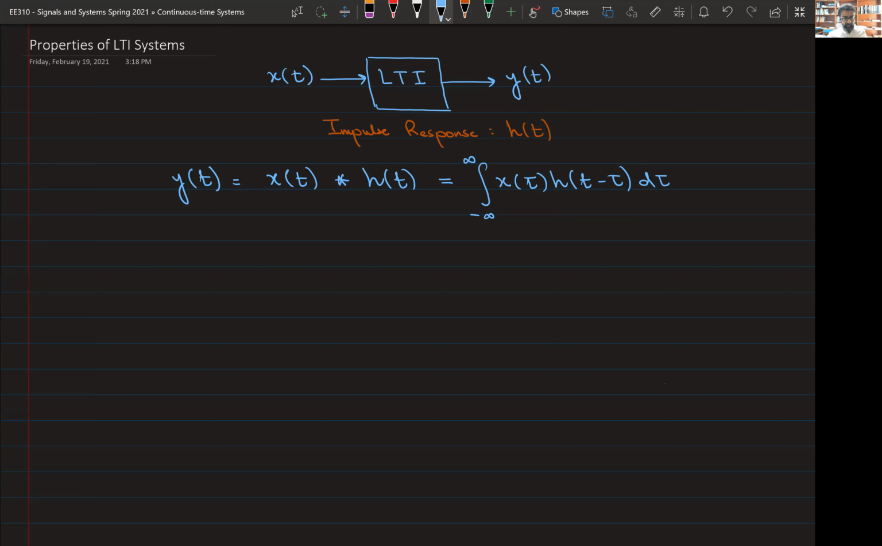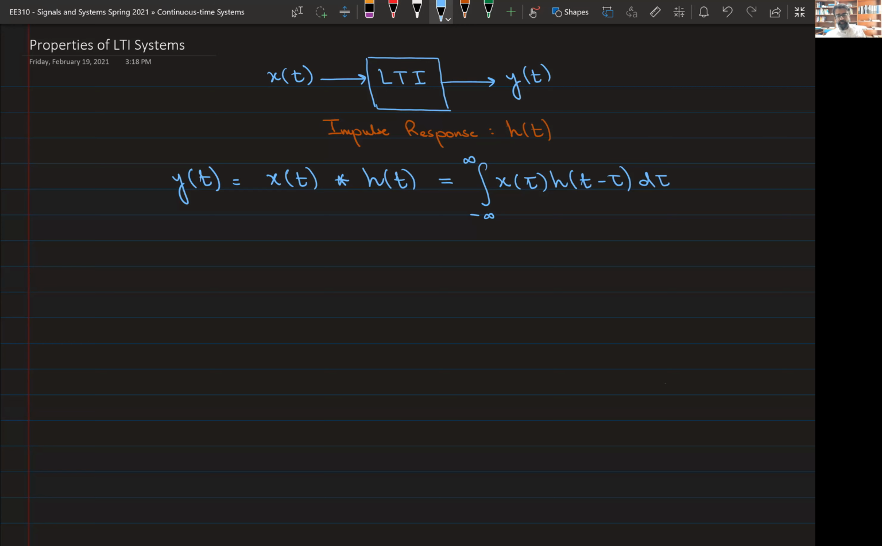Sir, the response or y of t you get when x of t is an impulse. Okay, excellent, exactly. So the impulse response is the output that you get out of an LTI system when the input is a unit impulse. And that's what you actually had to do in the last problem of the midterm exam anyway. So that's an impulse response.